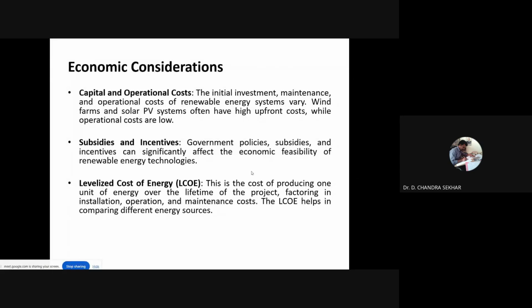And subsidies and incentives. The governments are making policies, and they are giving some subsidies and incentives to start solar projects, to industrialists and for the farmers also. So various considerations are there for their electrical service, for installation requirement and training.